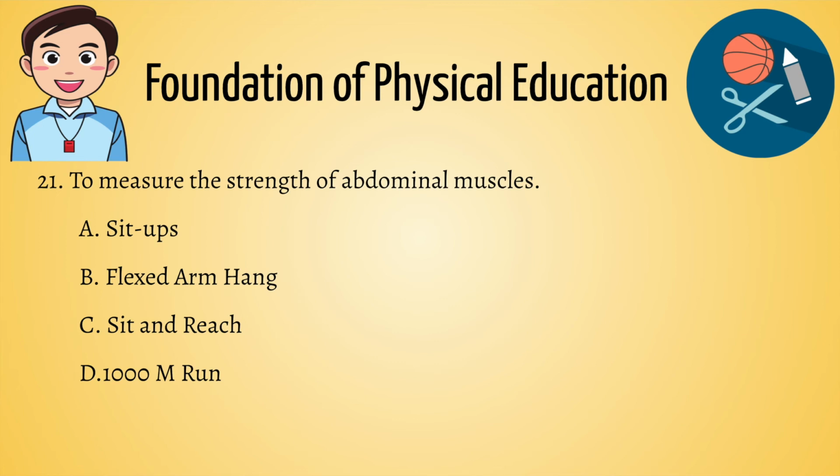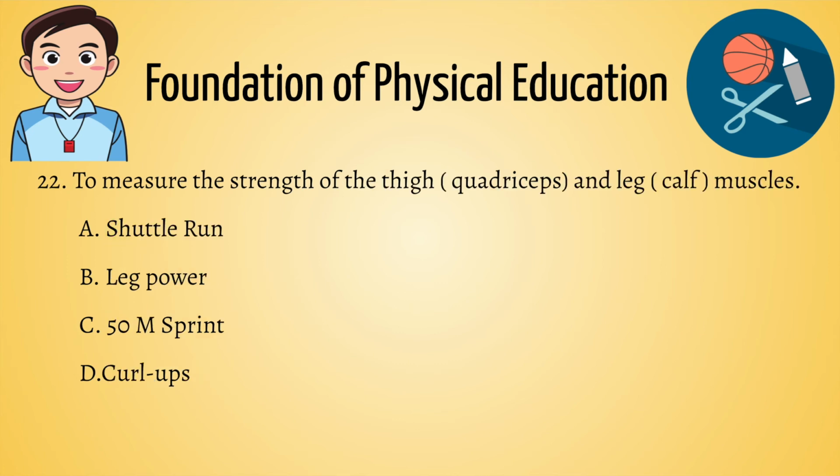To measure the strength of abdominal muscles: A. Sit-ups. B. Flex arm hang. C. Sit and reach. D. 1,000-meter run. Answer: A. Sit-ups.